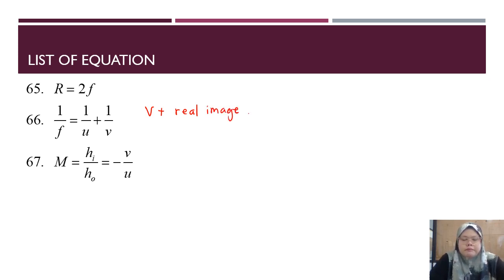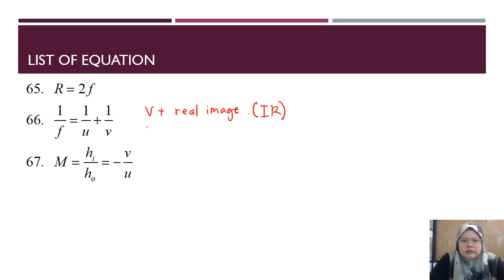So mirror adalah konsep reflection. So jadi bila image tu form in front of the mirror, so dia adalah real image. And you have to remember that bila dia real image, dia juga adalah inverted. So please remember IR. So maksudnya dia adalah real image and also inverted.